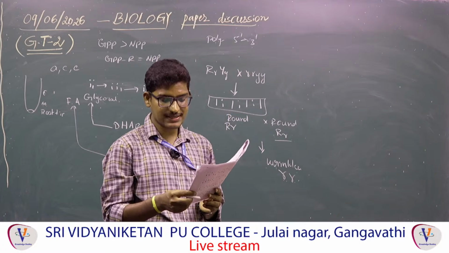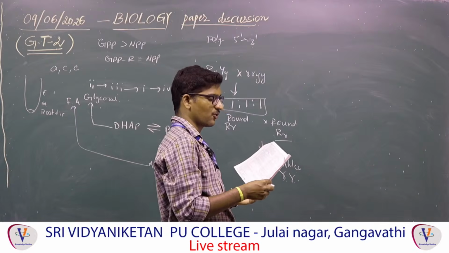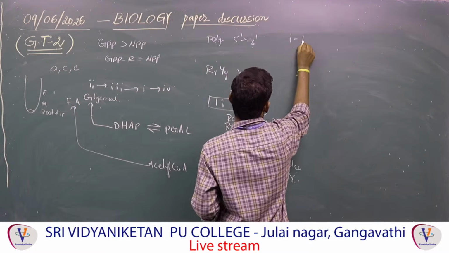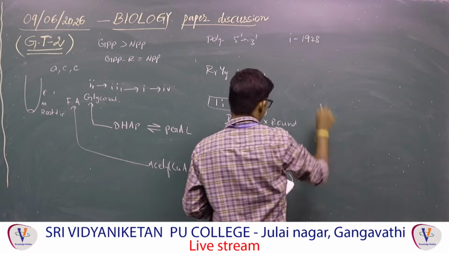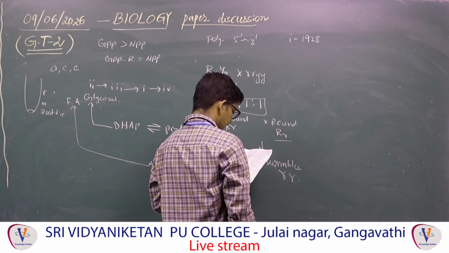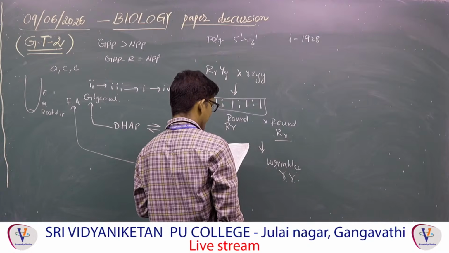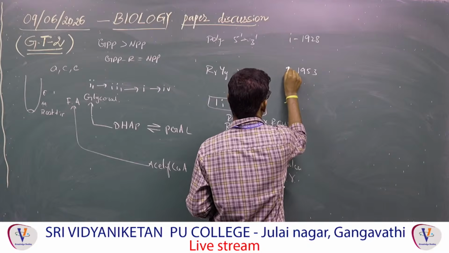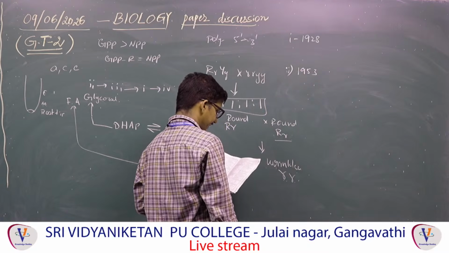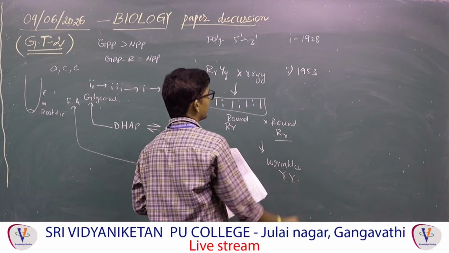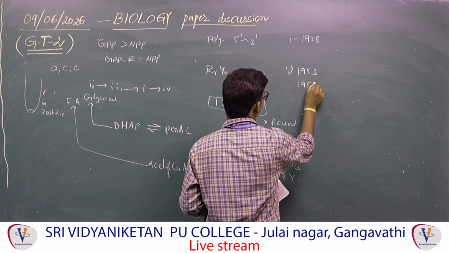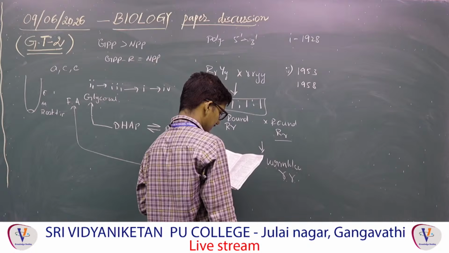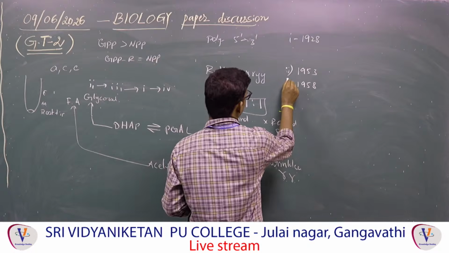Next 161, very interesting question. Chronological order they are asking. So first one, Griffith experiment in the year 1928. Second one, Watson and Crick, it is going to be in 1953. This is the second one. Next, Meselson and Stahl experiment is 1958. It is going to be Meselson and Stahl, third one.